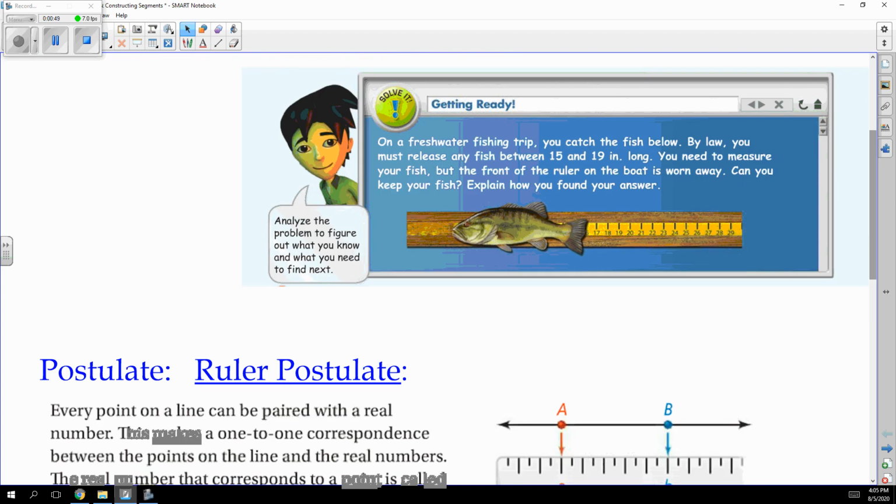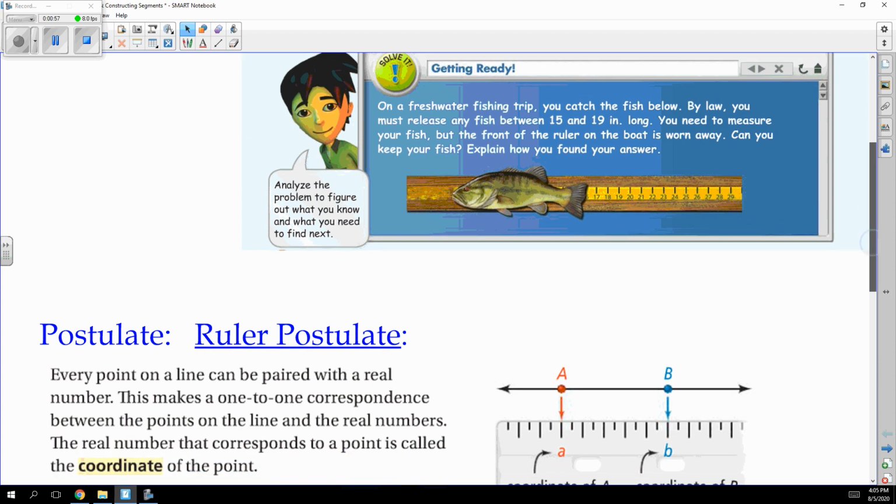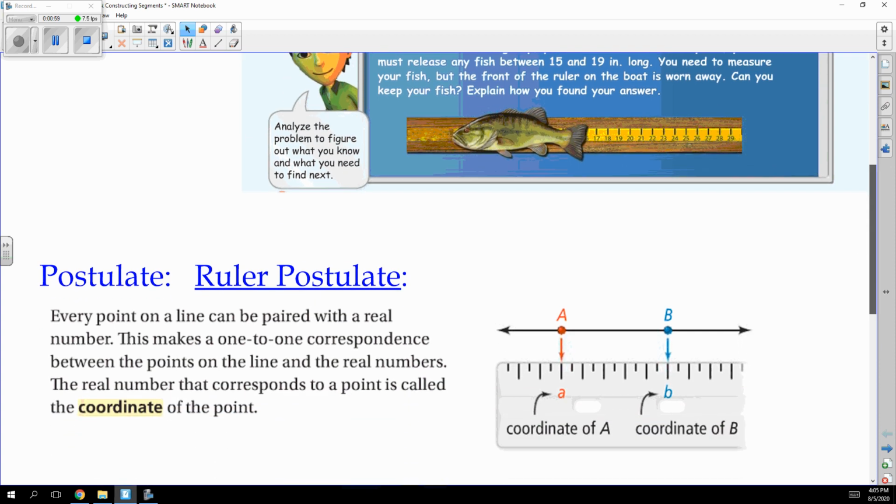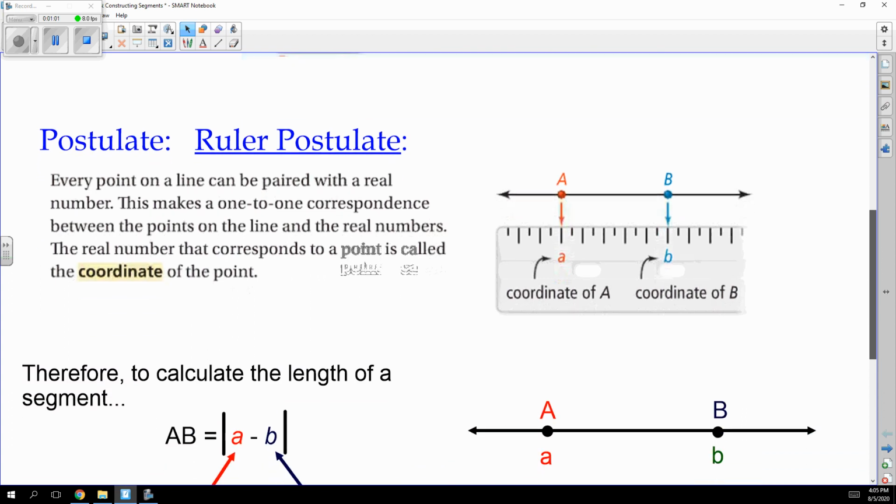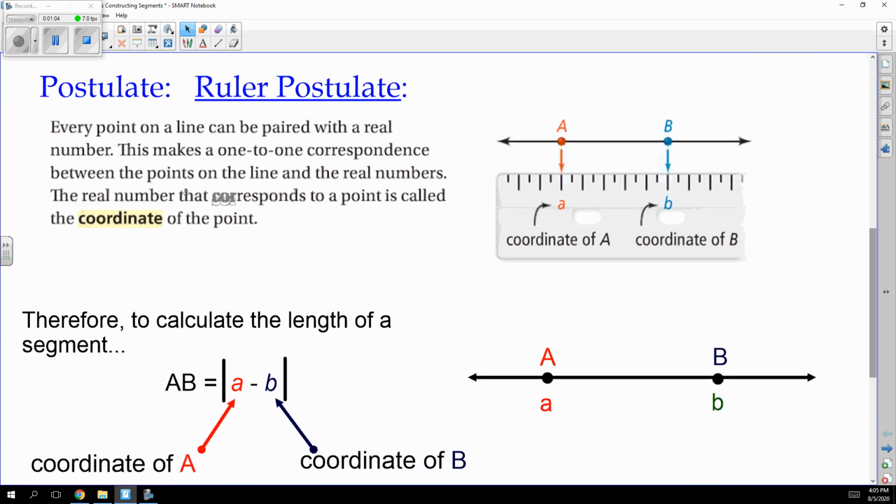This is a good little question about measuring a fish and making sure that it's within the range for you to keep it, as opposed to tossing it back. So you may want to pause the video, read through that, and just make sure you understand that question a little bit. So there's a postulate called the ruler postulate, such that every point on a line can be paired with a real number. This makes a one-to-one correspondence between points on a line and a number.